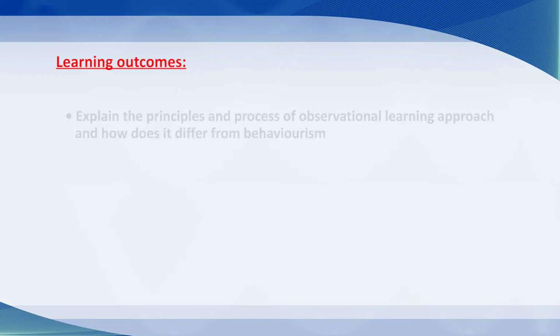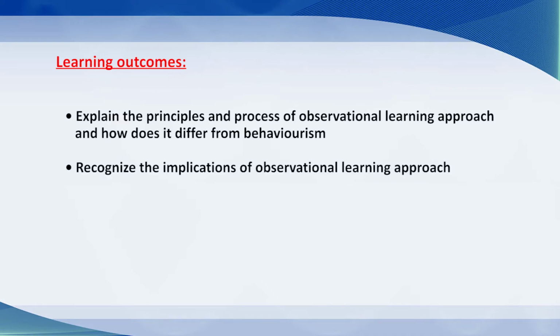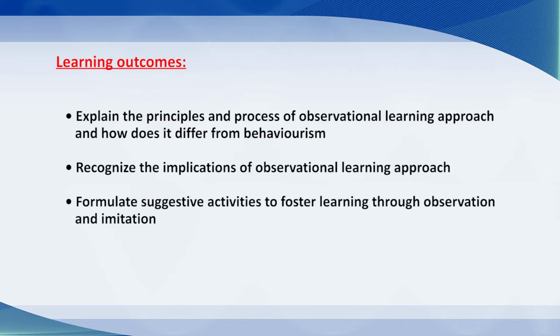Welcome back. The third chunk of video of the fourth module is going to explain to you the observation and imitation approach. In other words, it's called the social learning approach, as proposed by Bandura, that helps in learning strategies. At the end of this module, you will be able to explain the principles and process of the observational learning approach and how it differs from behaviorism, recognize the implications of the observational learning approach, and formulate suggestive activities to foster learning through observation and imitation.